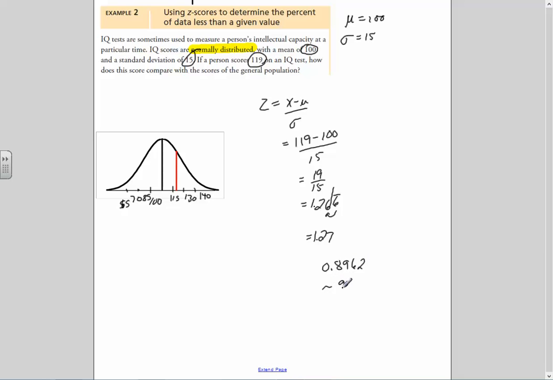Or approximately 90%. So that would mean that a person who had an IQ score of 119 will be greater than 89.6% of the population. Remember that the bell-shaped curve accounts for 100% of all people. In this case, if it's normally distributed, our z-score is always from that point we find below.